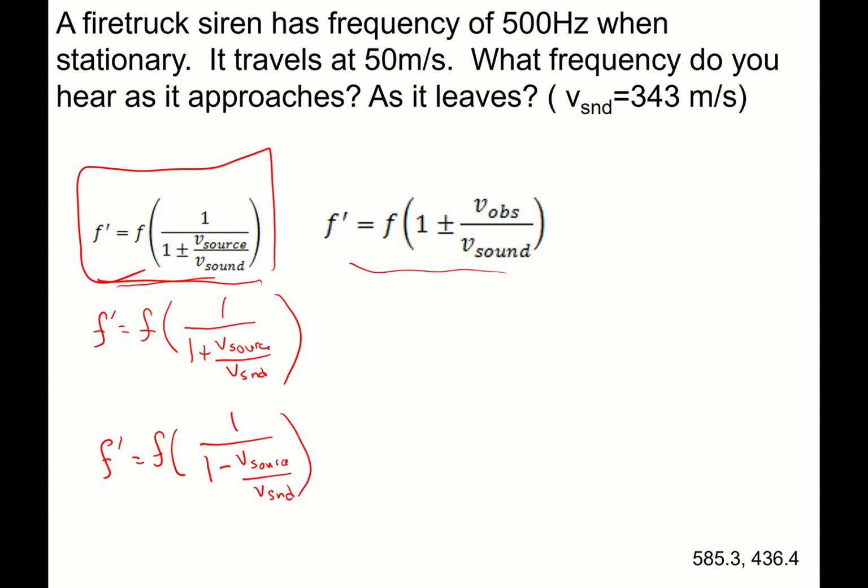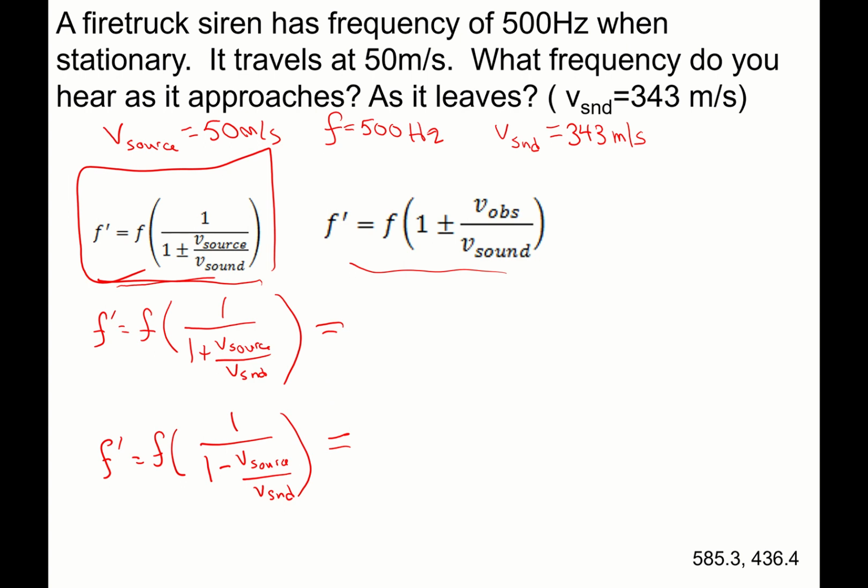Okay, so the speed of the source, that's the speed of the fire truck, so that's 50 meters per second. F is the frequency of the siren, which is 500 hertz. And the speed of sound is 343 meters per second. So we've got all the unknowns there. Basically, it's just a plug and chug. We just have to decide which equation we use for approaching and which equation we use for leaving.